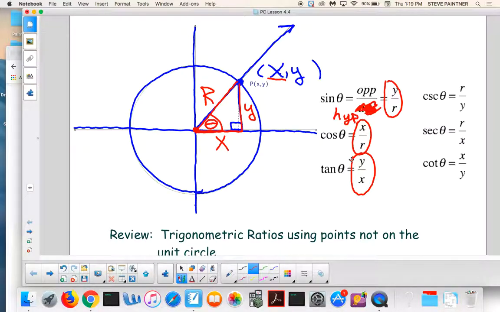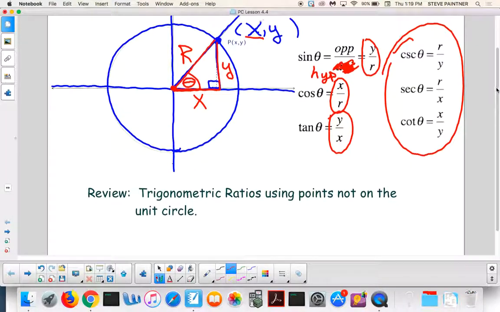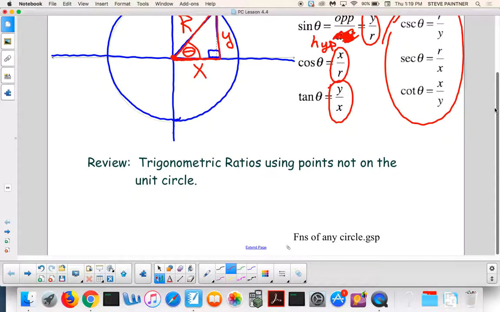Okay, and then of course these are called the what? What functions are these? Reciprocal functions. What's reciprocal sine? Cosecant. Cosine? Secant. Tangent? Cotangent. Just flip them, and you get the other ratio, right? Okay. And then it says review. Trig ratios using points not on the unit circle. This is what we're going to do today.